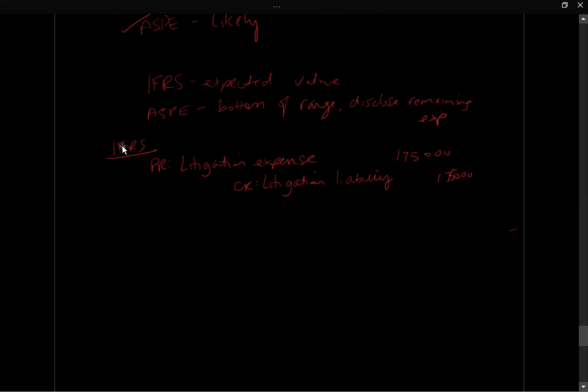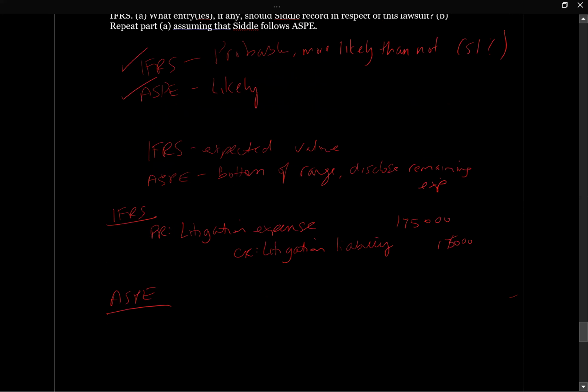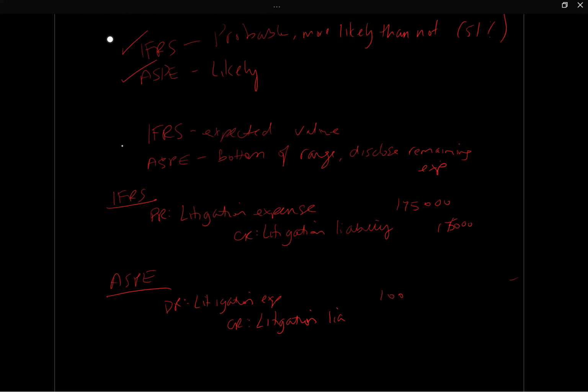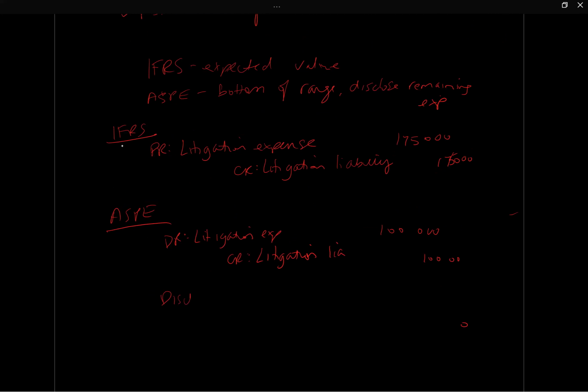Okay. And under ASPE, we're going to use the bottom of the range. So it's the exact same journal entry, debit litigation expense, credit litigation liability, but we're going to record 100,000, which is the bottom. And then we're going to disclose that there's a remaining 150,000 exposure in the financial statement notes.